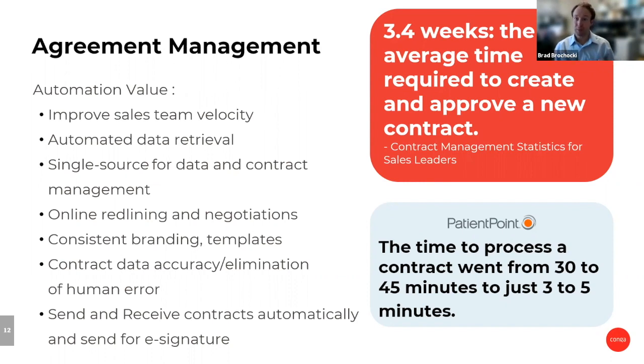With all these things in place, we're improving sales team velocity. You can pull that data automatically. You have online redlining for negotiations, consistent branding and templates. And you can send and receive contracts automatically and send for e-signature, which helps standardize this process. So once you implement automating the agreement management, the contract lifecycle management process, it takes fewer clicks to get work done.